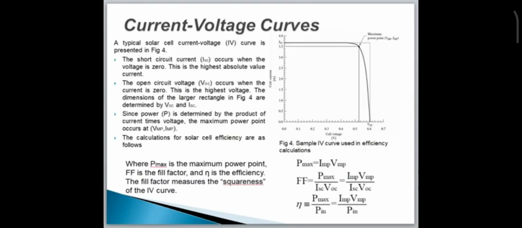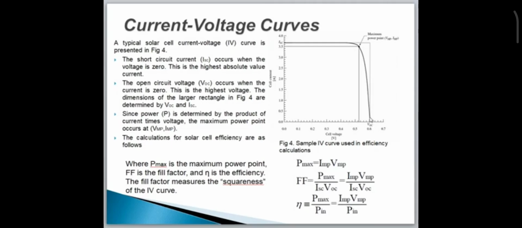Next, we will discuss the current voltage curve of the solar cell. A typical solar cell current voltage curve is presented in figure 4. You can see the simple current voltage curve used in efficiency calculation. The short circuit current occurs when the voltage is zero. That is this point, the short circuit current, which occurs when the voltage is zero. This is the highest absolute value of the current.